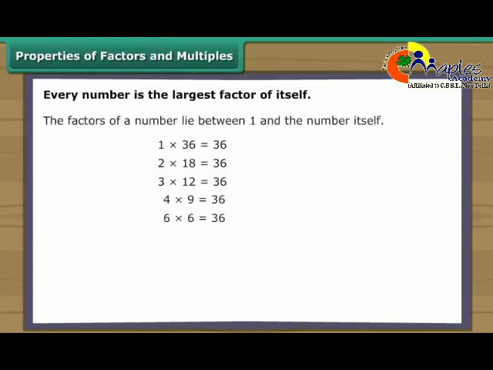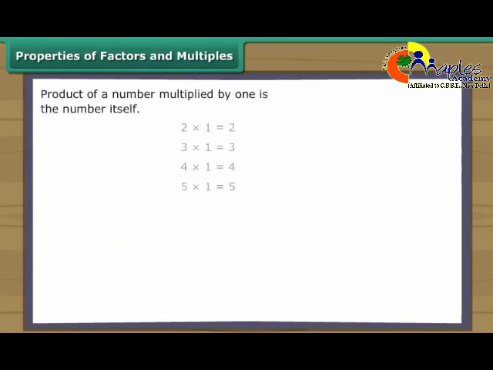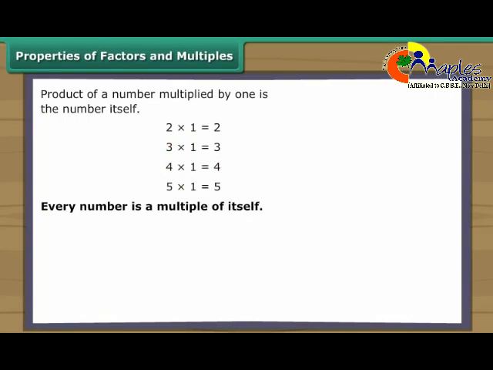The factors of a number lie between 1 and the number itself. For example, let us look at the factors of 36. 1, 2, 3, 4, 6, 9, 12, 18 and 36 are the factors of 36. Therefore, the factors of a number are countable and hence finite. Product of a number multiplied by 1 is the number itself. For example, 2 into 1 is equal to 2. 3 into 1 is equal to 3. 4 into 1 is equal to 4. 5 into 1 is equal to 5. Therefore, every number is a multiple of itself.